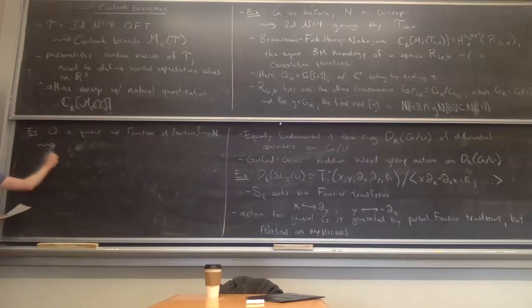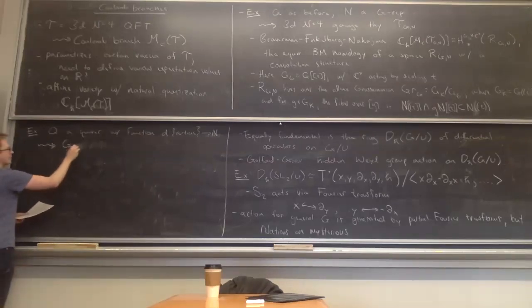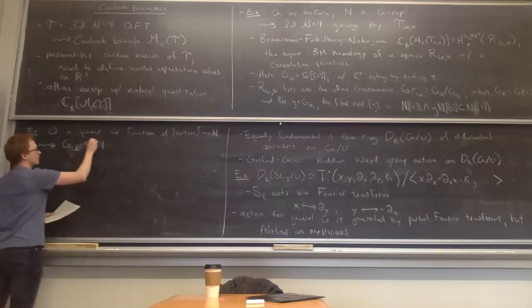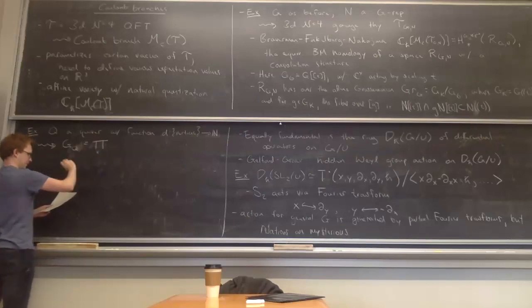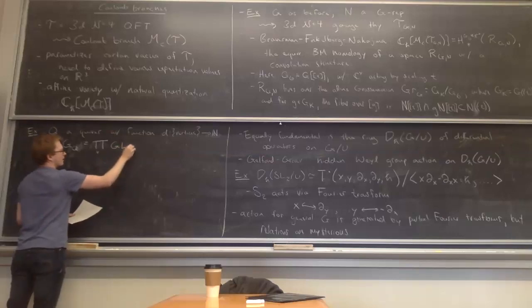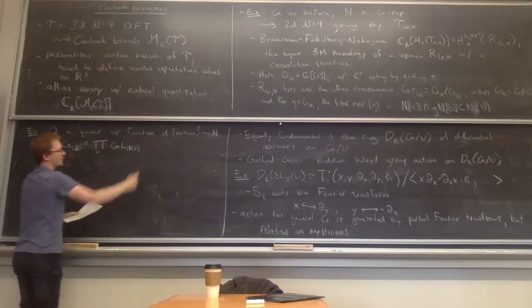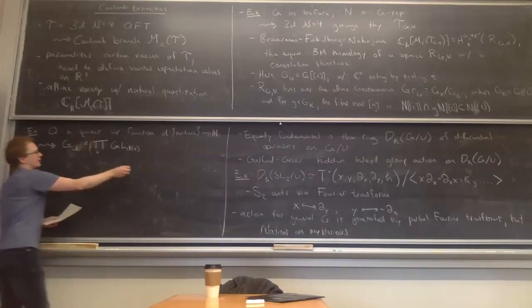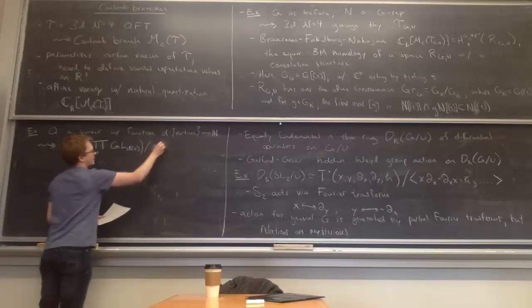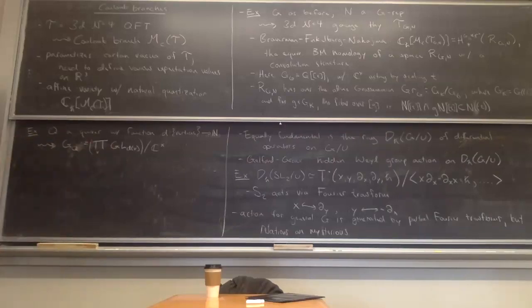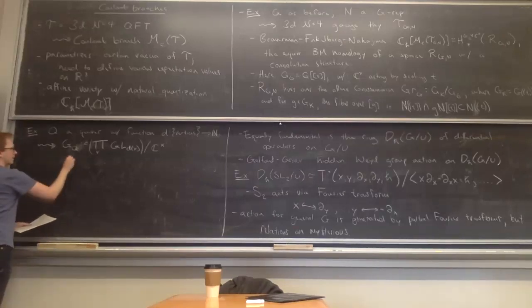So associated to this quiver, I can cook up a group and a representation. The group will be the product over the vertices of the general linear group of dimension given by our labeling here. And for the version that we'll care about, I take the quotient of this by C star. So C star embeds diagonally into the product of the centers of these groups, so I'll mod out by that. And then N_Q.